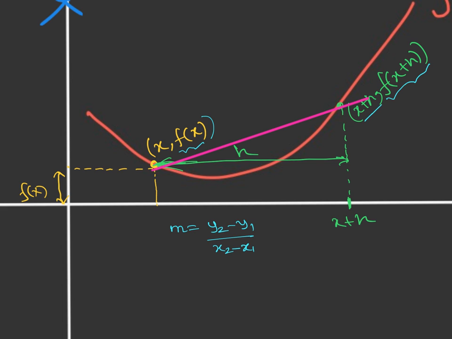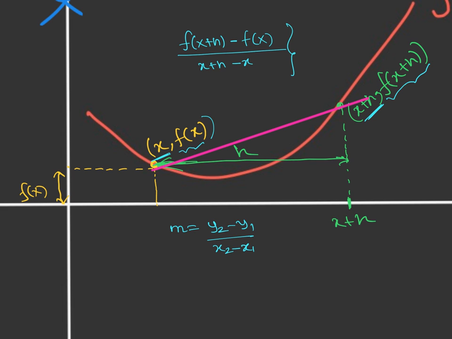And this would be my x2 and this would be my x1. So for this pink line over here, I can say that the gradient of this pink line would be f of x plus h, which is y2, minus f of x, divided by x plus h minus x. This is basically the x2 value and this is basically the x1 value, all right? So this whole expression over here would give us the gradient of this pink line.